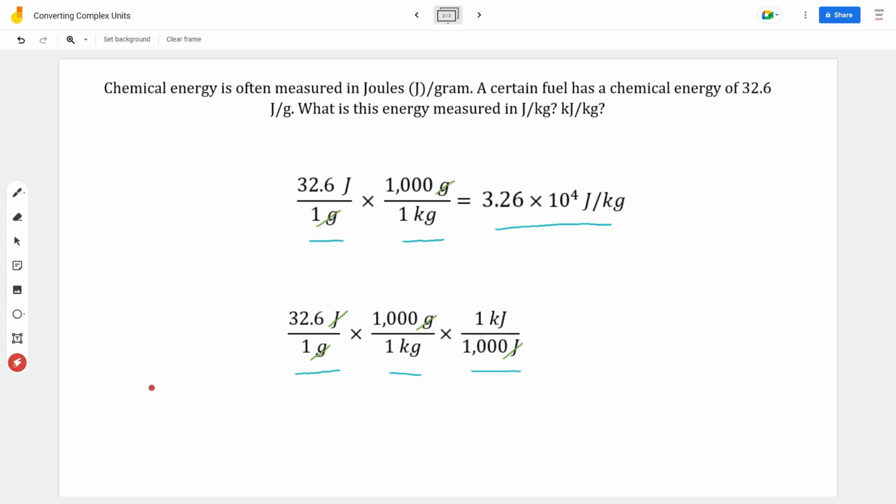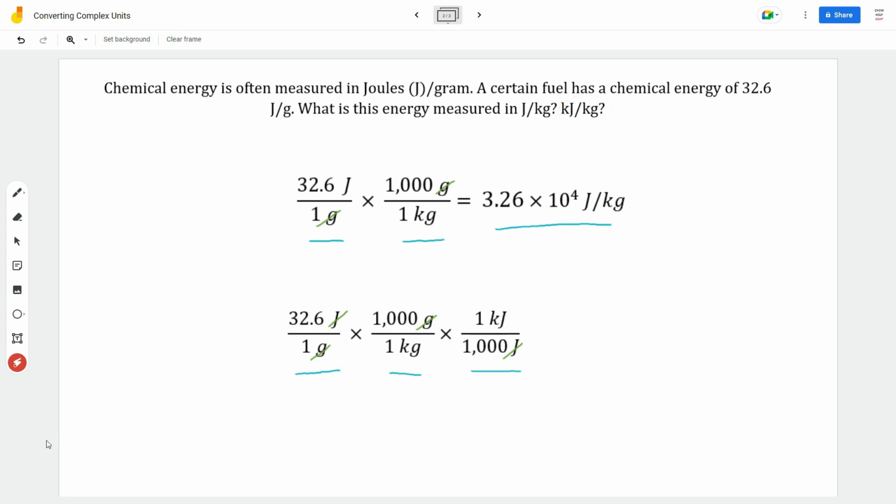So if I look at this calculation, I can see that a lot of my units here have canceled. What units still remain? Well, in the numerator, kilojoules remain, and in the denominator, kilograms remain. And that is exactly what I want, because I want this in kilojoules per kilogram.